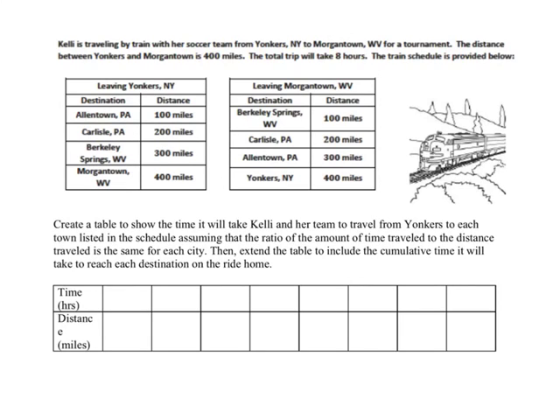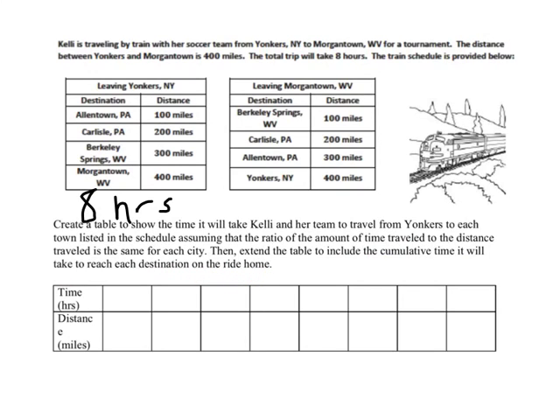Now below here, actually first, since it says the total trip takes 8 hours, go ahead, write 8 hours, because that's the amount of time this entire trip is going to take. Now it says create a table to show the time it will take Kelly and her team to travel from Yonkers to each town listed in the schedule, assuming that the ratio of the amount of time traveled to the distance traveled is the same for each city. So that means they're going the same speed between each city. Then extend the table to include the cumulative, that means altogether, time it will take to reach each destination on the ride home.